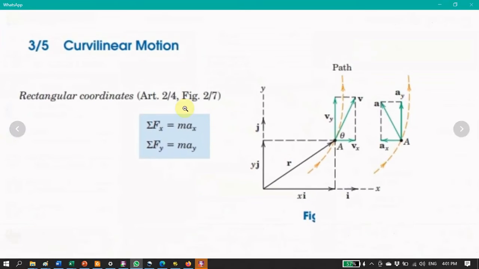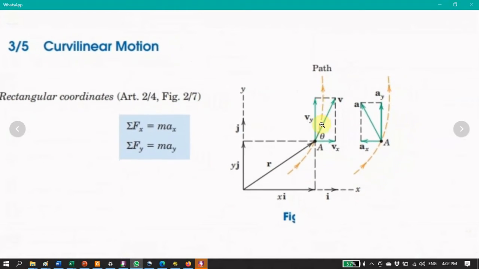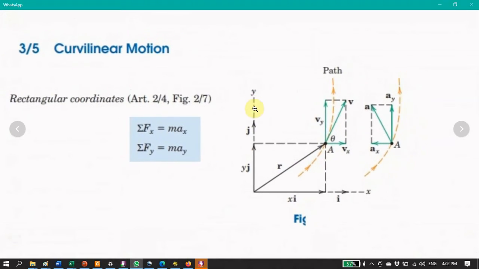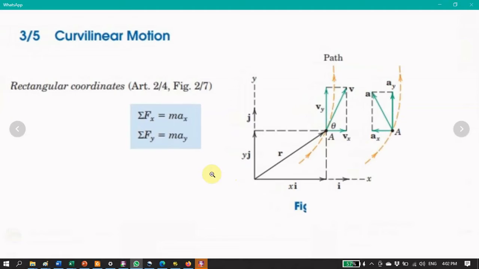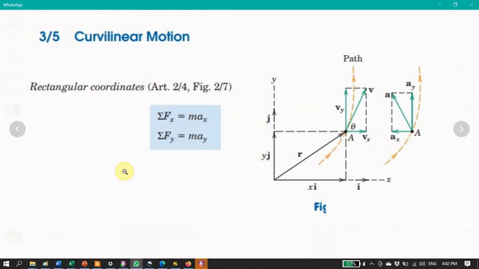Now we look at the second translation motion for particles. In this translation motion, the generic form is curvilinear motion. This curvilinear motion can be represented by several coordinate systems: the rectangular coordinate system, the tangential coordinate system, and the circumpolar coordinate system, right? But in the book, they just emphasize two coordinate systems, and this is the rectangular coordinates, right?